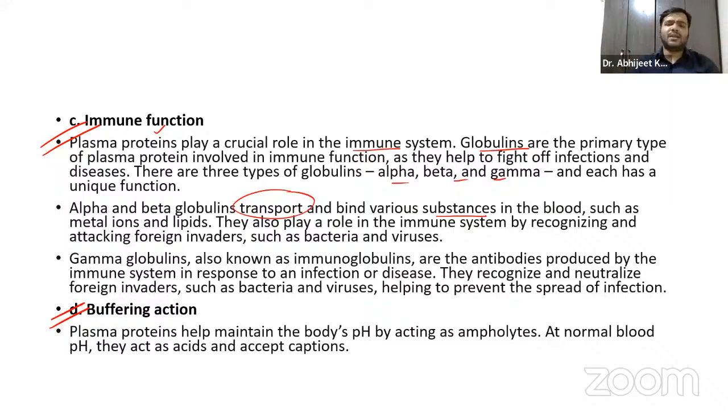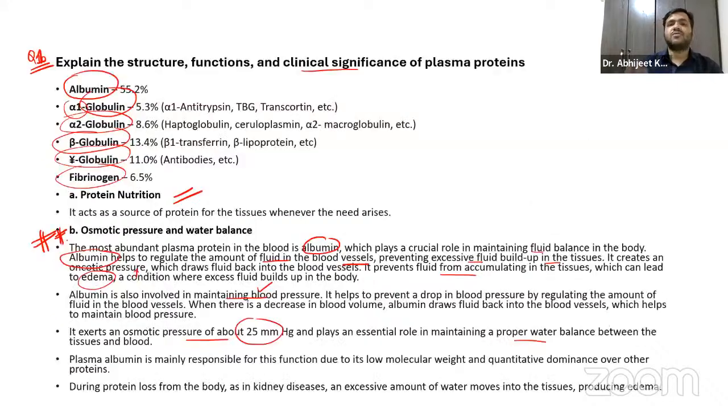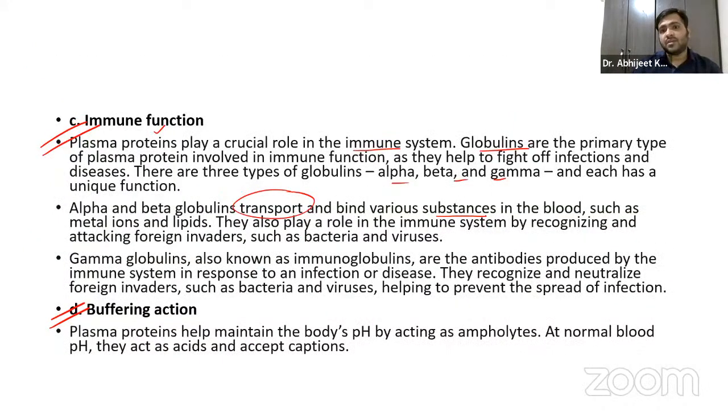So there are multiples, and some of them you have to write, especially in this question: the albumin and the globulin. That is something very, very important. And you have to write about the osmotic pressure. If there is clinical significance, please mention the oncotic pressure maintenance by the albumin, and the globulin's immune function is very, very important, right? So yes, that is something you have to mention.